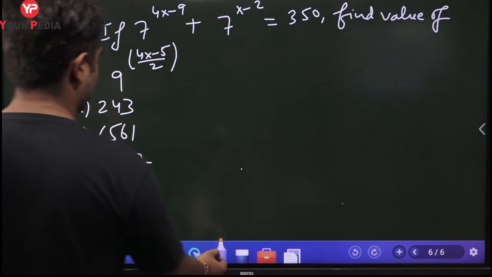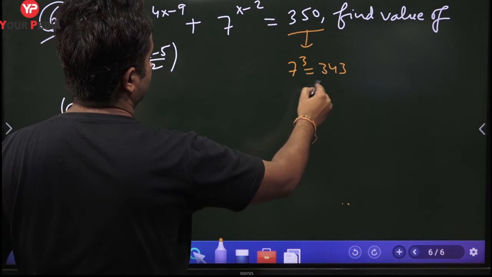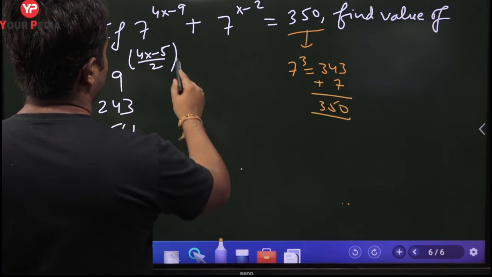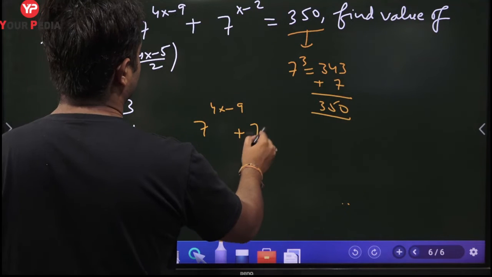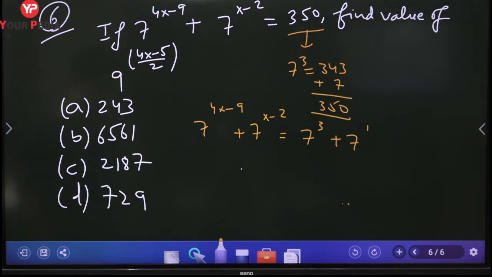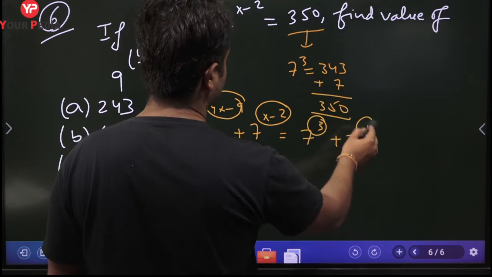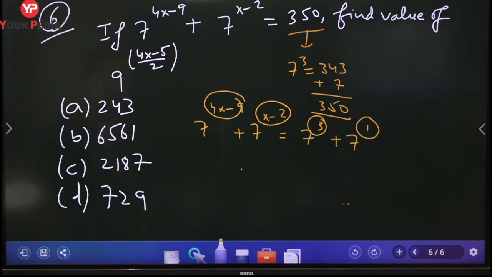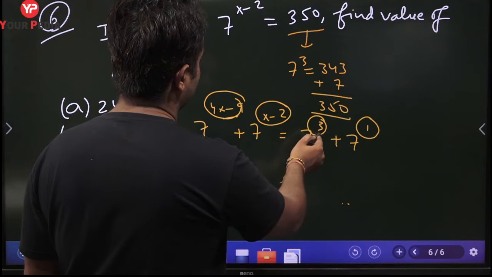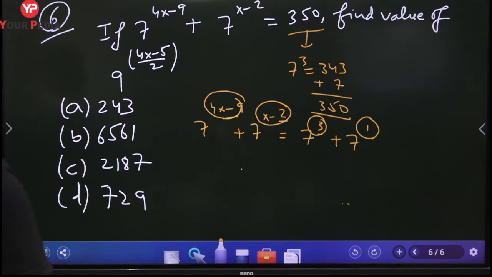Okay, so let's discuss this. 350 बनाना यार. We know 7 cube is 343 and if we add 7 in 343 it will come out to be 350. Okay, so just break it like this. So 7 power 4x minus 9 plus 7 power x minus 2 is 7 power 3 plus 7 power 1. Yes or no? So accordingly now you can compare this with this and accordingly you can find out the values of x. There can be two or three values. If you compare 4x minus 9 with 3 then 1, then uske baad x minus 2 with 3 and 1, and accordingly you can find out the values of x. Just try to solve this question.